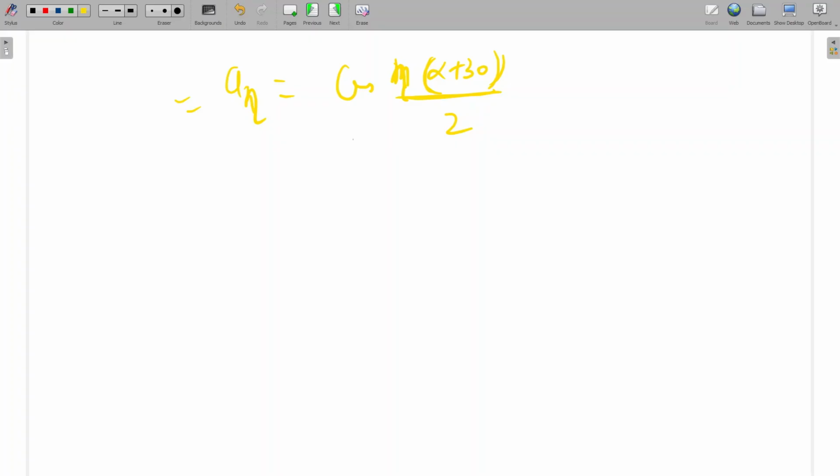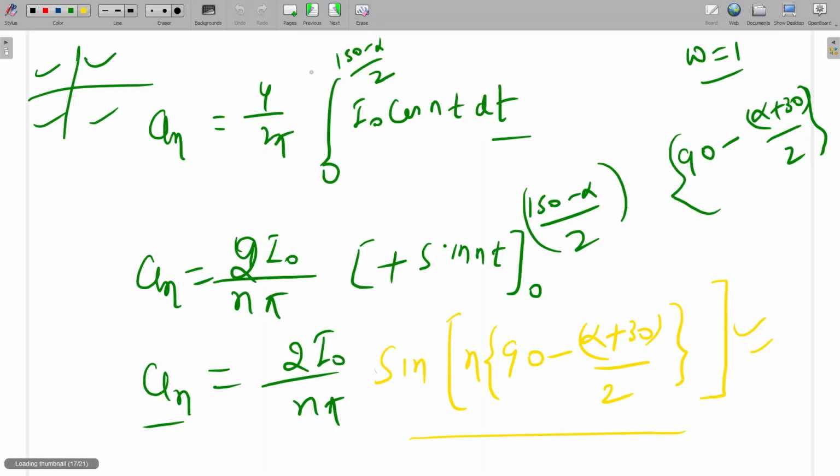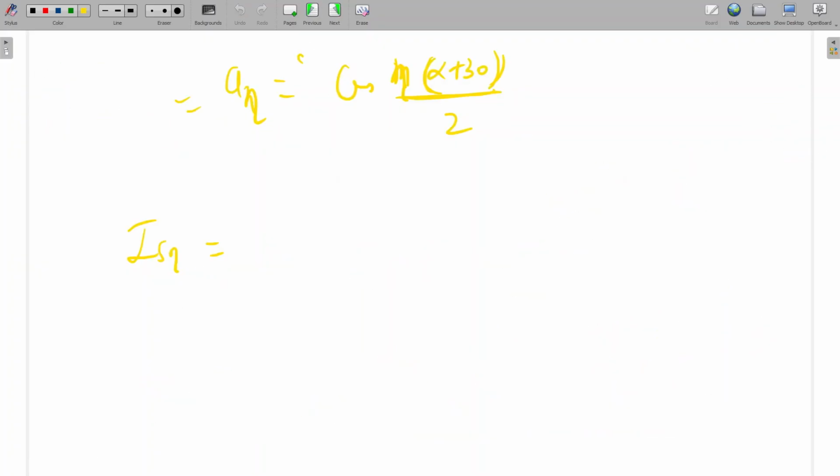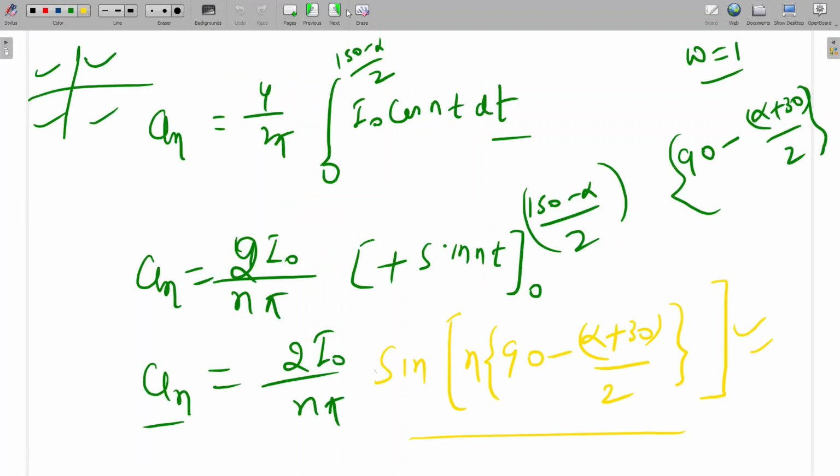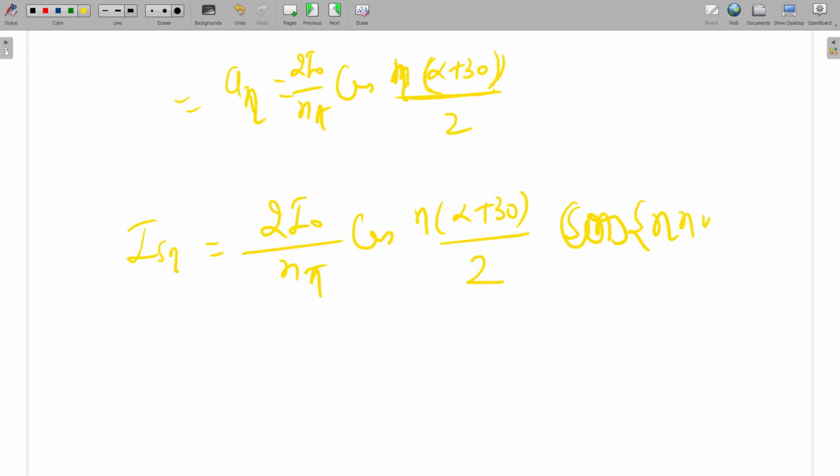So I of n I am going to write. Some terms I have left: 2 I naught upon n pi. So it will be 2 I naught upon n pi cos n into alpha plus 30 by 2, into the sine term, cos n omega t. So this is what I'm writing. This is for the shifted waveform, n omega t.